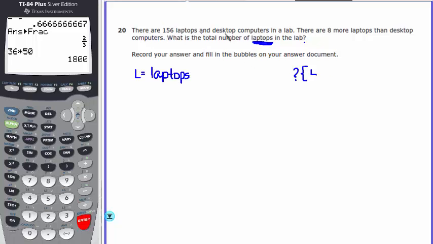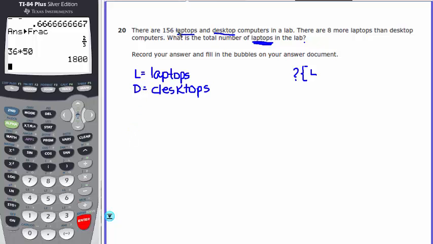Now let's go back and read the whole problem here. There are 156 laptops and desktops. So there's two variables here, laptops and desktops. That tells me right there that I have a second variable. My second variable is desktops, okay? So right there, that means I can build an equation.